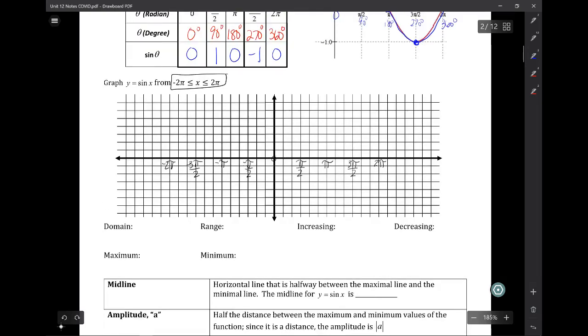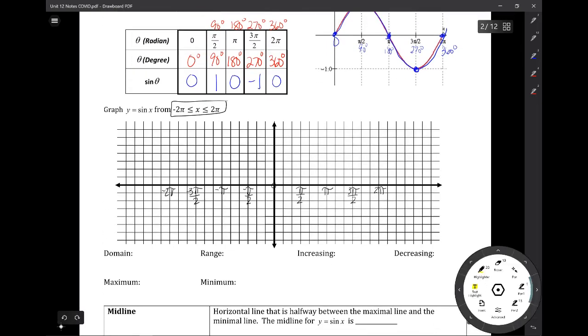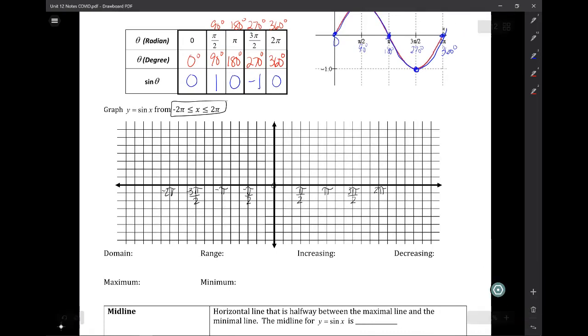If we follow the same pattern that we did at the top of the page, at 0 I will be at 0. At 90 degrees, oh, I forgot to label my y-axis here. Let's skip a line 1, skip a line 2, skip a line 3, negative 1, negative 2, negative 3, and there we go.